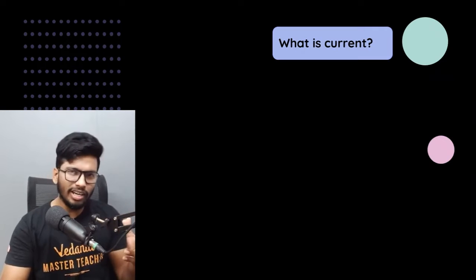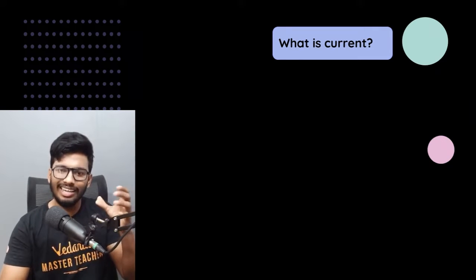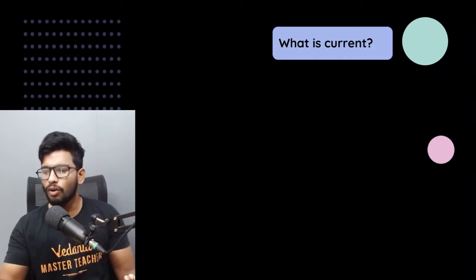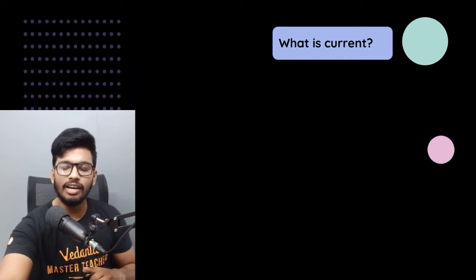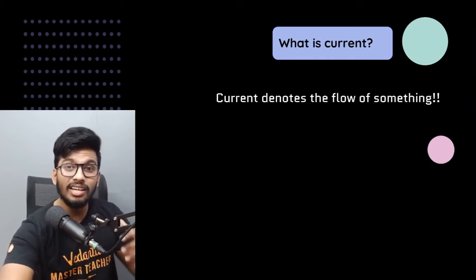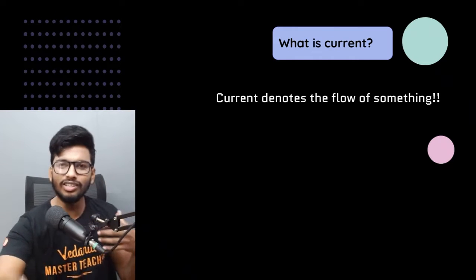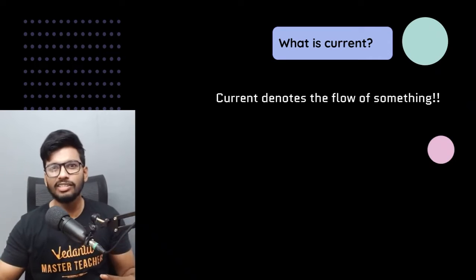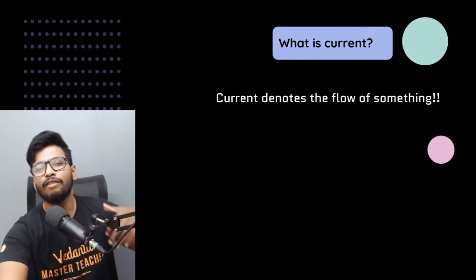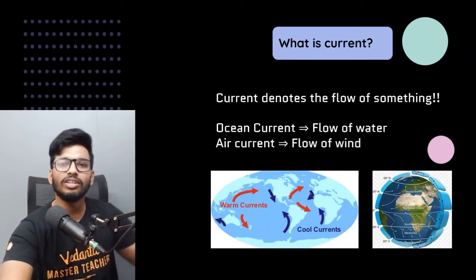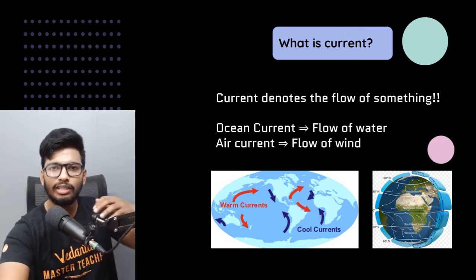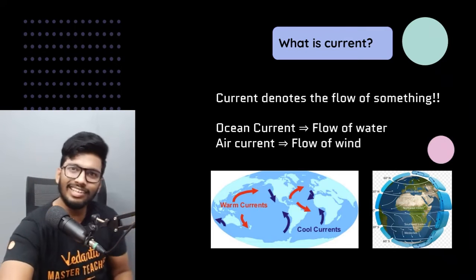Is it something which is only related to electricity, or is it something different altogether? Please listen carefully, guys. Current is actually a very generic term. Current means flow of something. It is not only related to electricity; it is a generic English term. For example, if water is flowing, that is called water current. If air is flowing, that is called air current. So the flow of anything is what is called current.